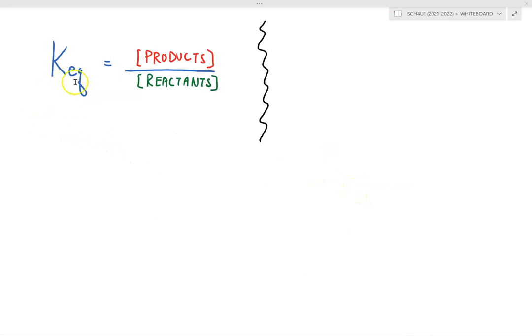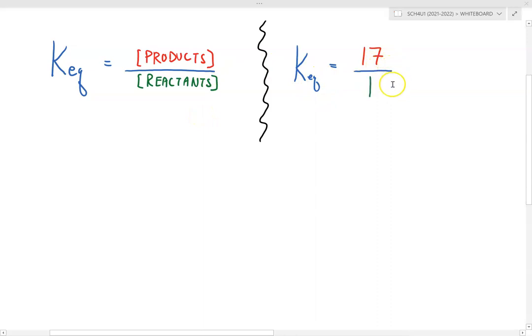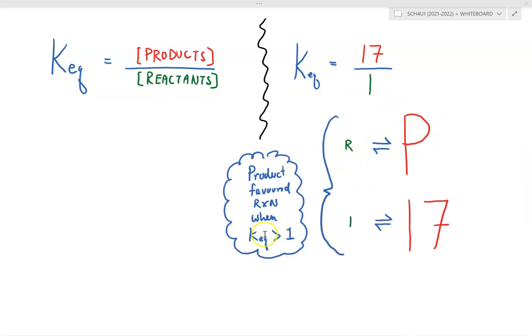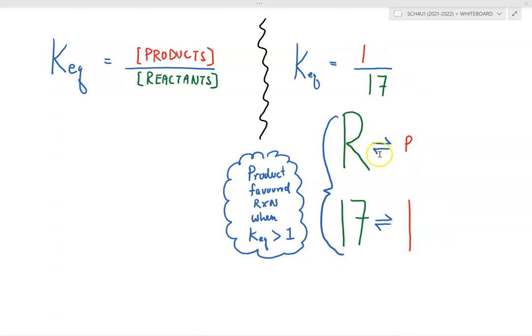Alright, so what's the purpose of KEQ? How do we use it? Well, let's pretend my KEQ value is 17. Well, I can also write that as 17 over 1. Since the product concentration is in the numerator and the reactant concentration is in the denominator, this tells me that at equilibrium, I'm going to have more products than reactants. So when KEQ is greater than 1, we say that the reaction is product favored. Conversely, if my denominator is greater than my numerator, then my reactant concentration at equilibrium will be greater than my product concentration. And we would say this is a reactant favored reaction when KEQ is less than 1.